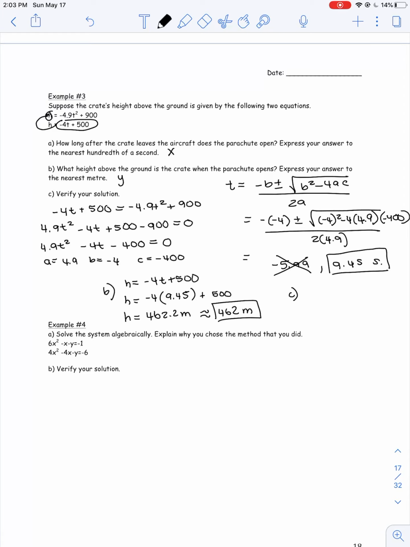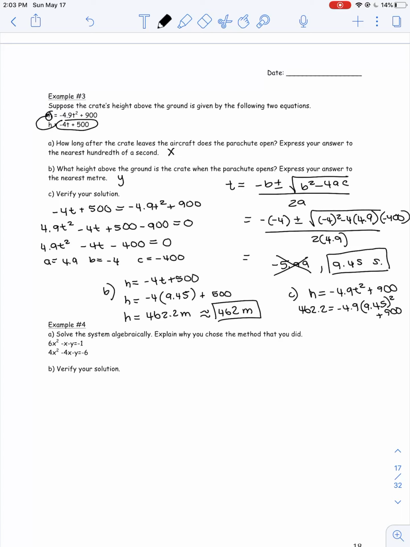Now for C, they want us to verify. So we're going to take those two answers and we're going to plug it into the first equation. So we know that h normally is equal to negative 4.9 t squared plus 900. So we already know it's going to work for the second equation because we used the second equation to solve for the h. But now we're using the first equation to verify. So our height is 462.2, so we're going to use the less approximated answer, equaling negative 4.9 times our t value, 9.45 squared, plus 900.